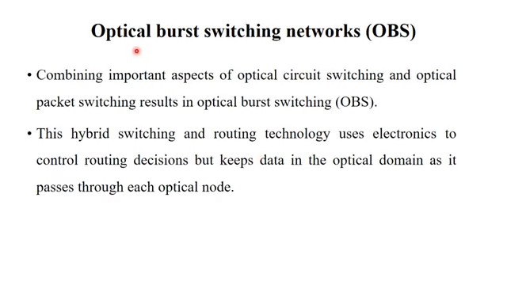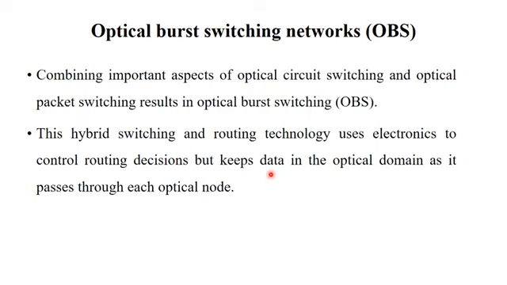Coming to the fourth one, optical burst switching networks. So this is a hybrid switching system. It is going to combine both optical circuit switching as well as optical packet switching to form optical burst switching. This hybrid switching and routing technology makes use of electronics to control the routing decision through the optical domain. Now the overall concept works something like this.